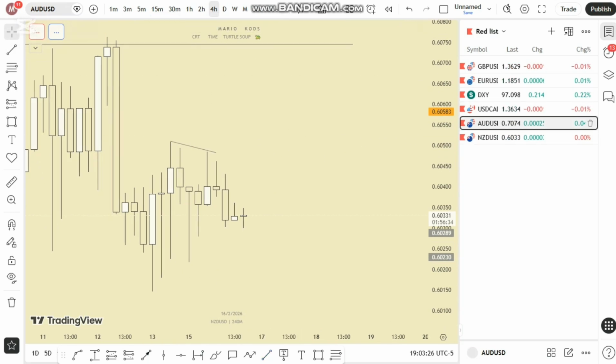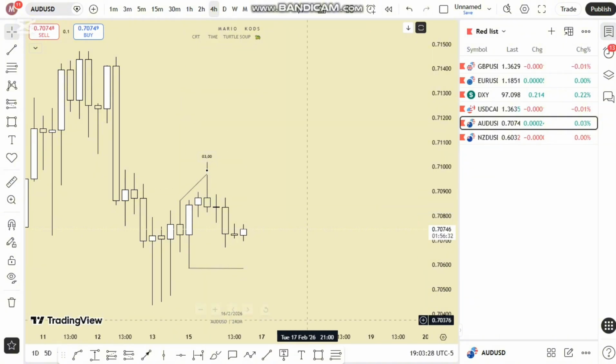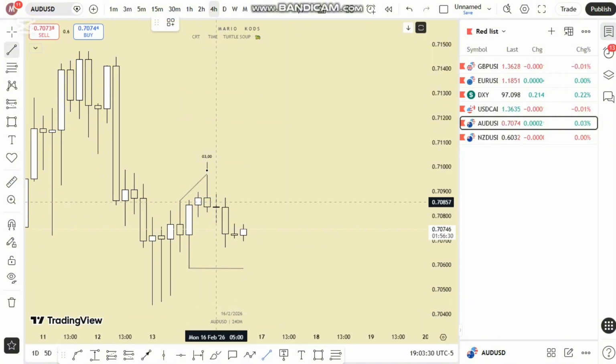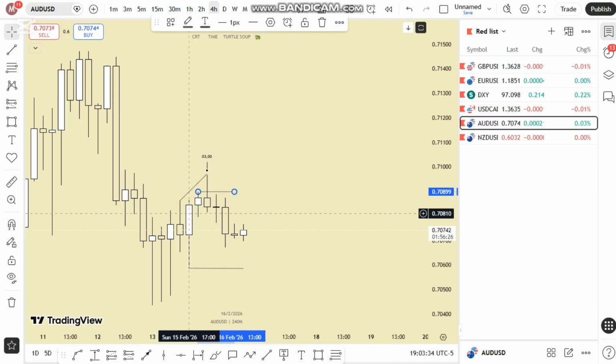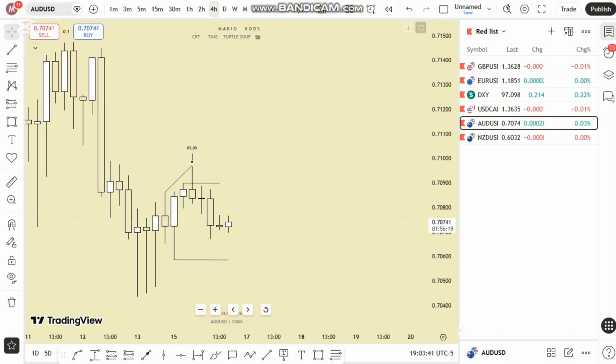Right? Here we got a 30C and a 4-hour CRT at key time. Draw on liquidity. 4-hour range low target first. Targeting the 50% of what? The range high, range low.